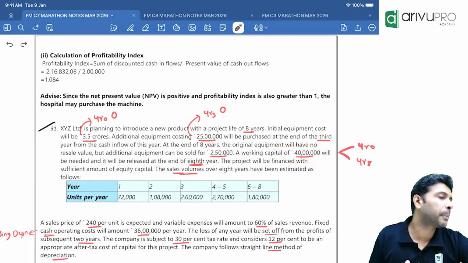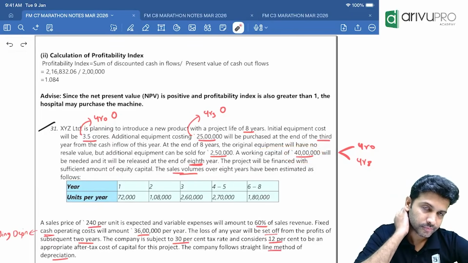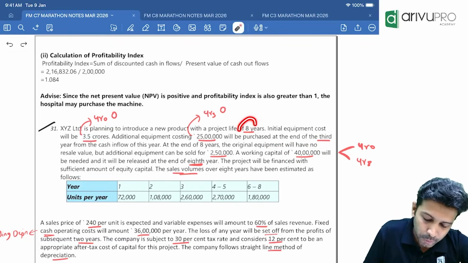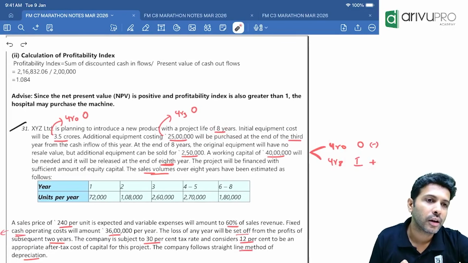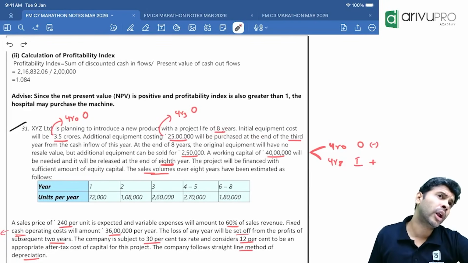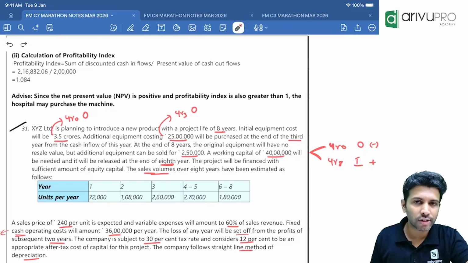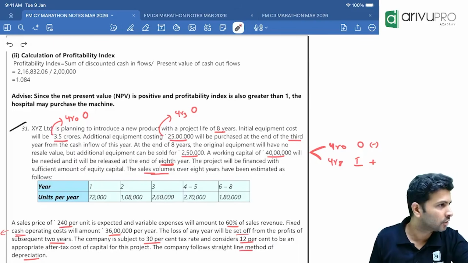A working capital of 40 lakh is there. You already know the concept. For working capital, what will you do? At year 0, it will be an outflow. At the end of the project, which is year 8, it will be an inflow. Same number. Clear? That means at year 0, is there one outflow or multiple? What I would suggest is, at year 0, if you have multiple outflows, have a separate working note. Otherwise, not required.